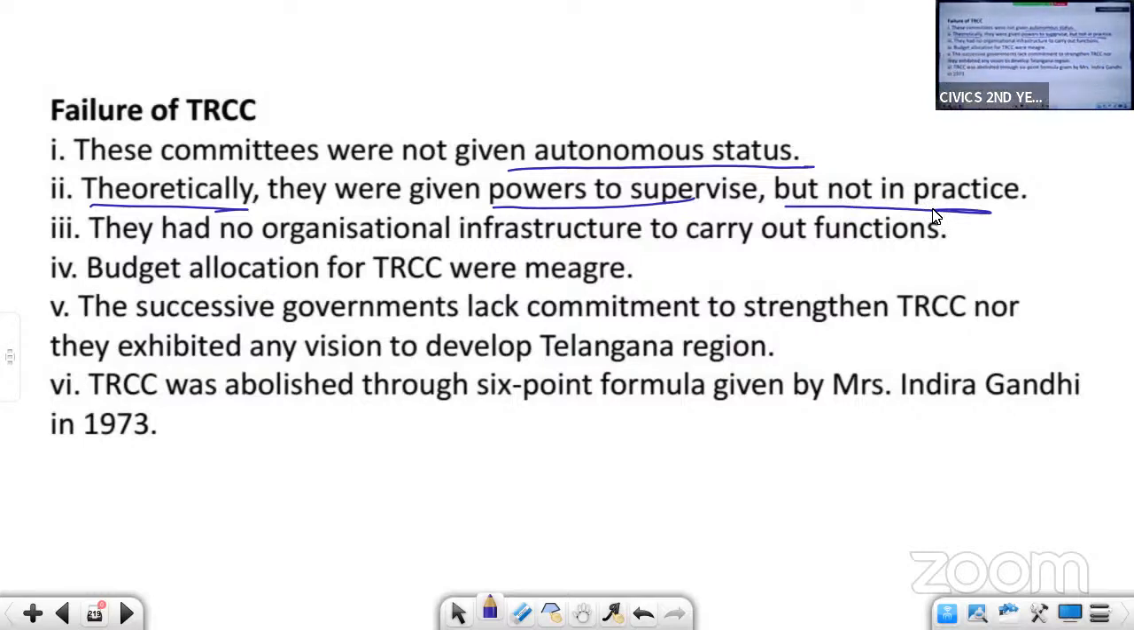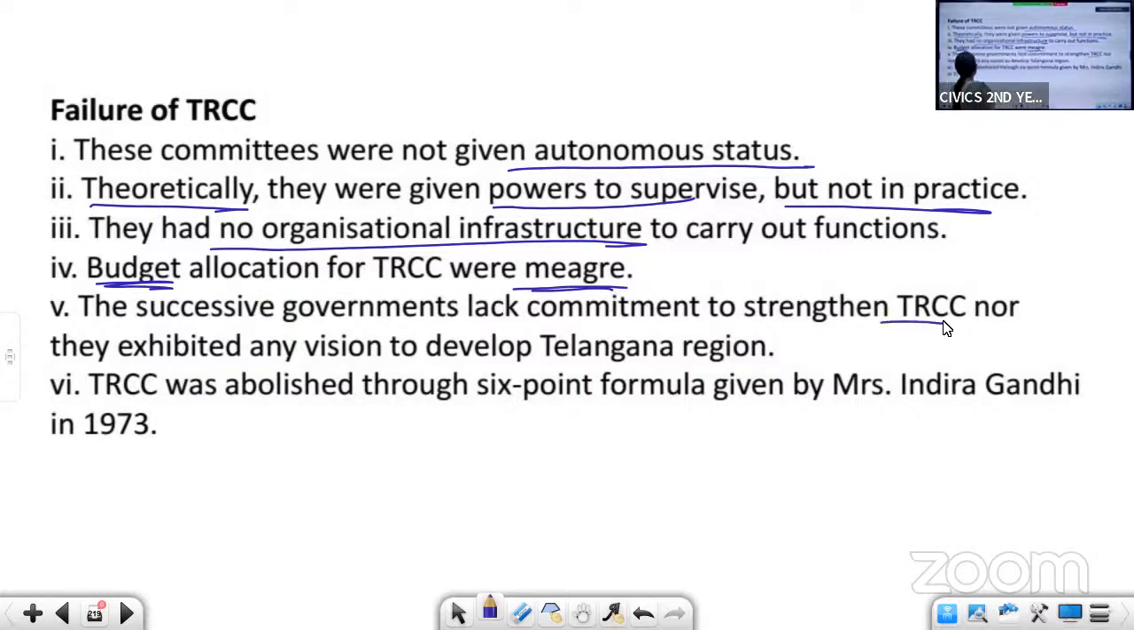To function, they required office space and some infrastructure, which was not provided to them. They had no organizational infrastructure to carry out their functions. And in the budget also, the allocation was very less, very meager. And the successive governments lacked commitment to strengthen the TRCC.